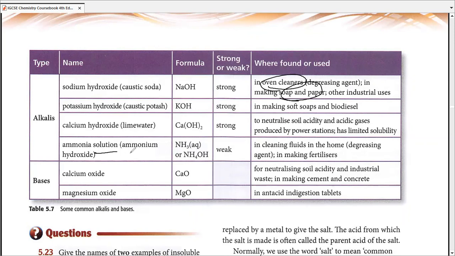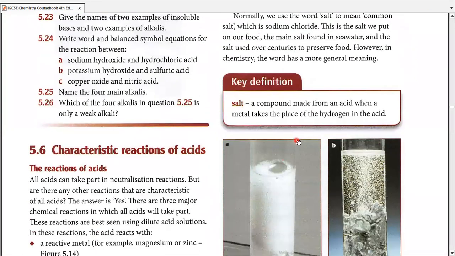Ammonia solution, ammonium hydroxide, both the names or the formulas are acceptable. I haven't seen a single paper without this one. This one is very important. It's weak, however, it's used as cleaning fluids in the home. The bases are simply calcium oxide and magnesium oxide, and we have already understood their uses. However, calcium oxide has way more uses, which we are going to discuss in chapter number 9, which are only given over here as starting pieces of detail. This also completes 5.5 for us.